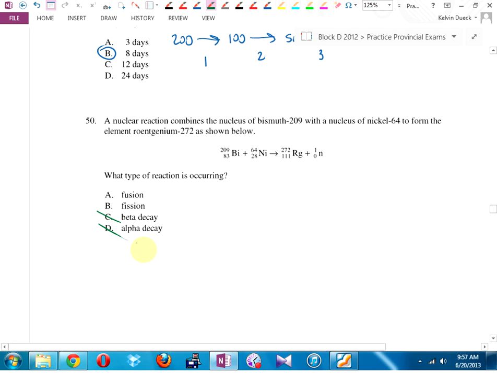Is it fission, or if you let me double check, Mr. Dueck? This says fusion. I stand corrected. We're taking two atoms and we're combining. Yeah, right. We're giving off a neutron still. We're combining them into one big one. We're fusing them. Sorry. Read that wrong.